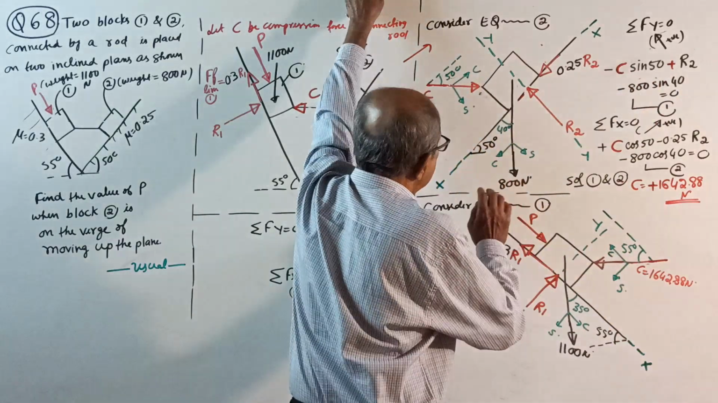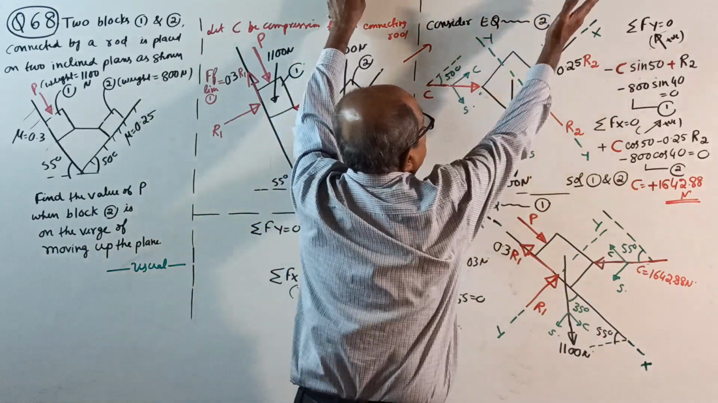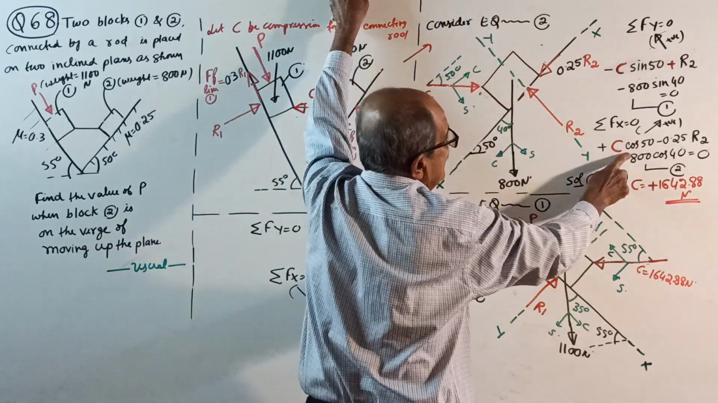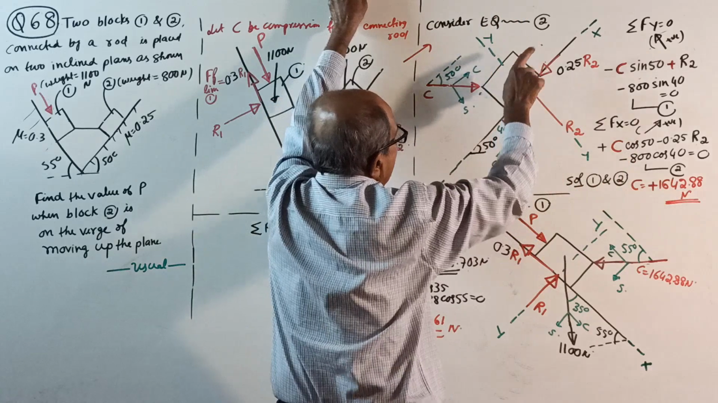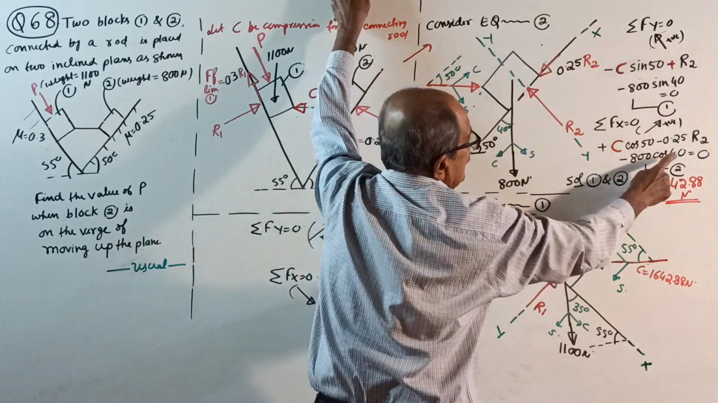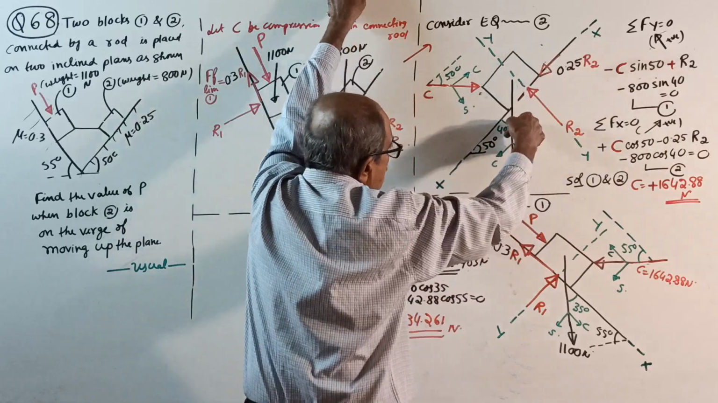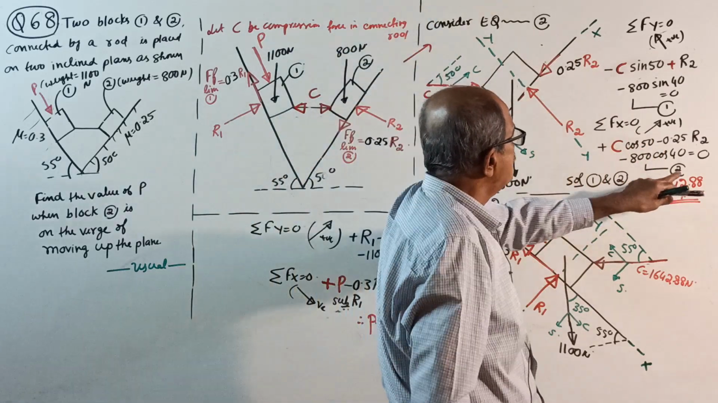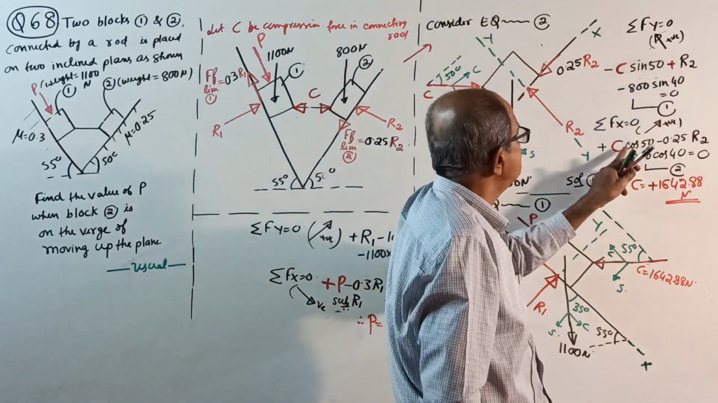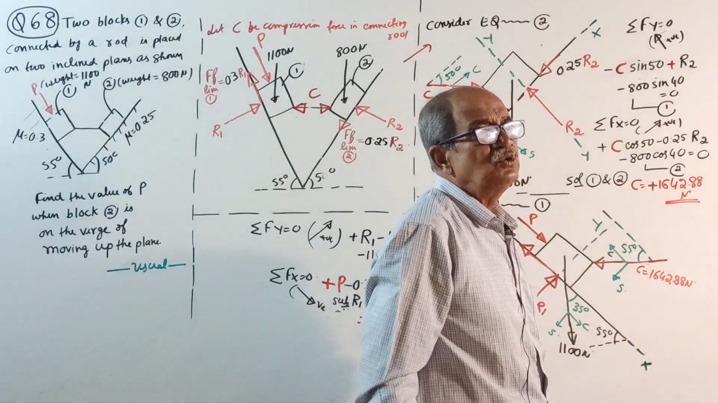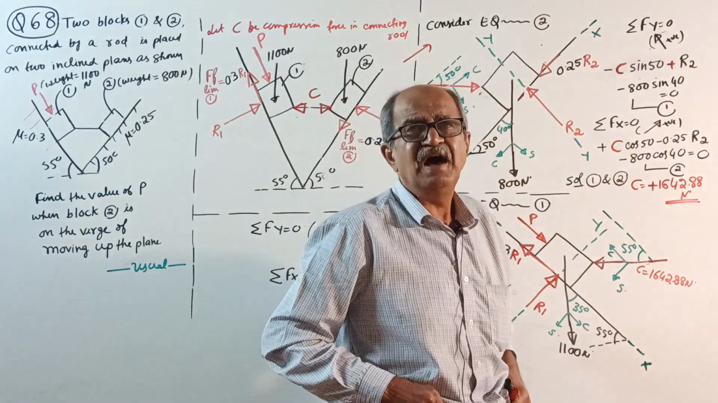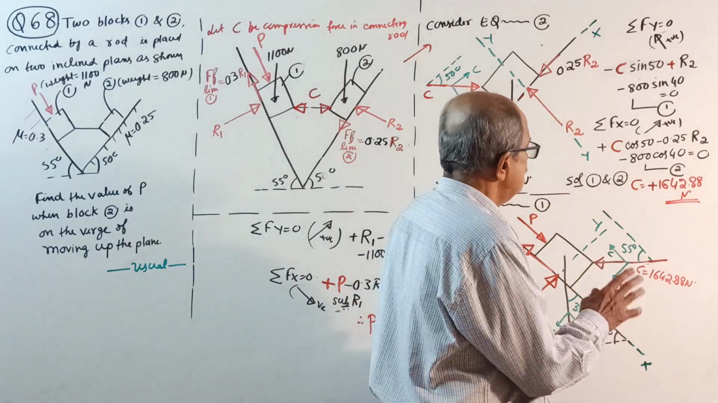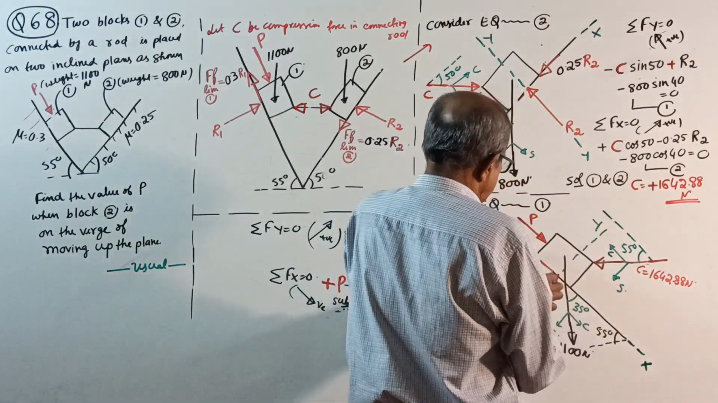Okay, no problem. Sigma Fx = 0, you take this way positive. Then plus C cos 50, then minus 0.25 R2 minus 800 cos 40 equals 0. Equation number 2 in terms of C and R2, solve it. R2 we are not interested in. If you want, write R2. C will come plus 1642.88 Newton. Okay, over.